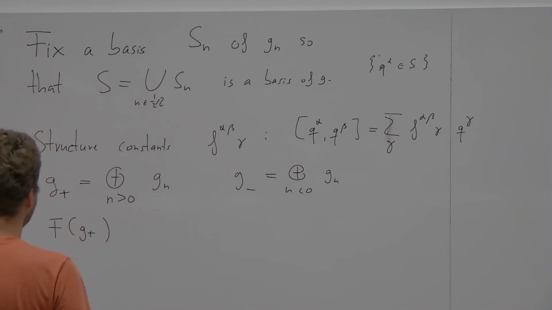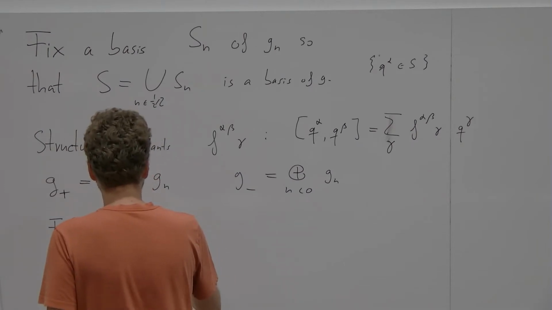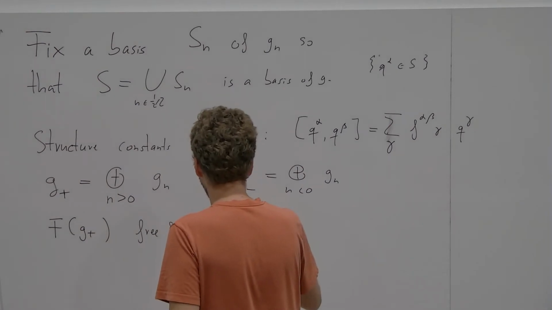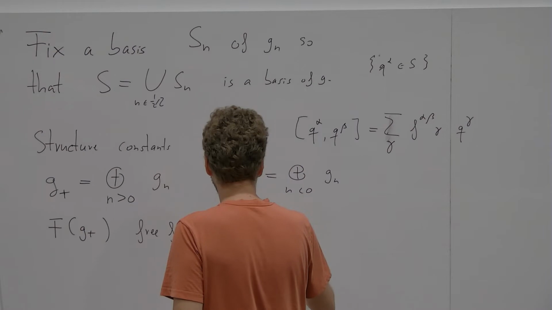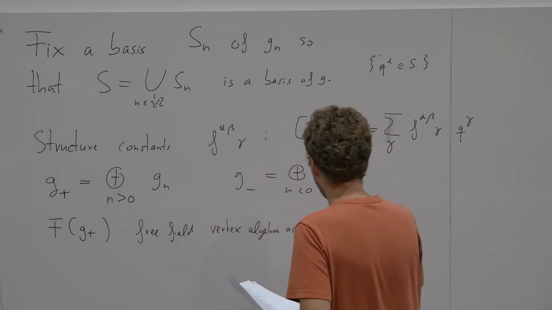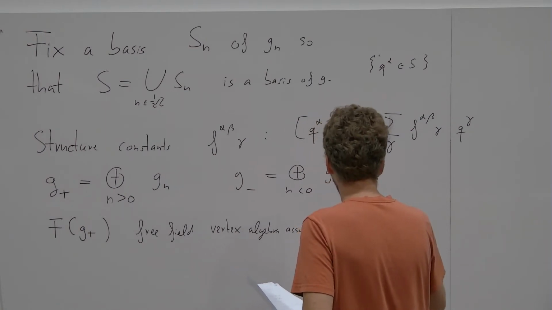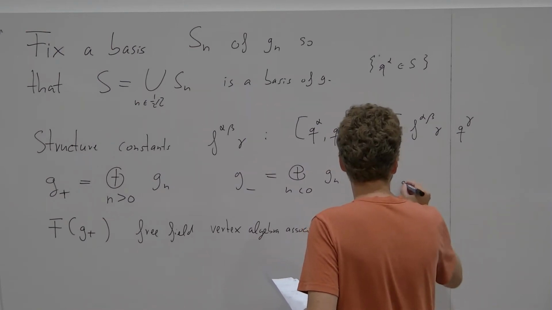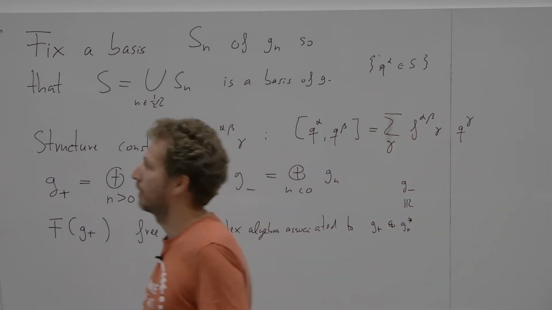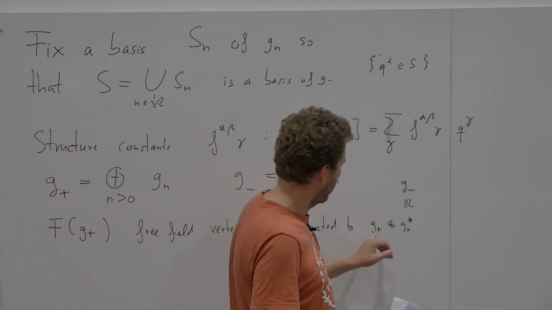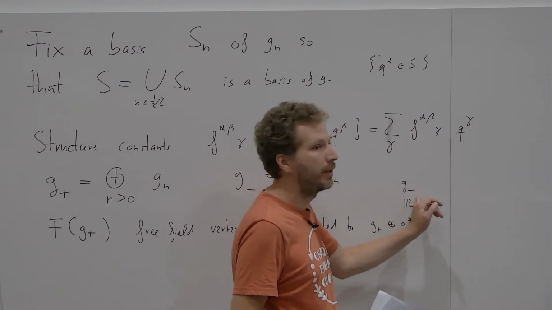Now I will introduce two vertex algebras. So first of all, F of G plus is the free field vertex algebra associated to the vector space G plus and its dual. And note that its dual you can naturally identify with G minus, because the invariant bilinear form is non-degenerate, and so this means every element in G plus has a non-trivial pairing with an element in G minus.